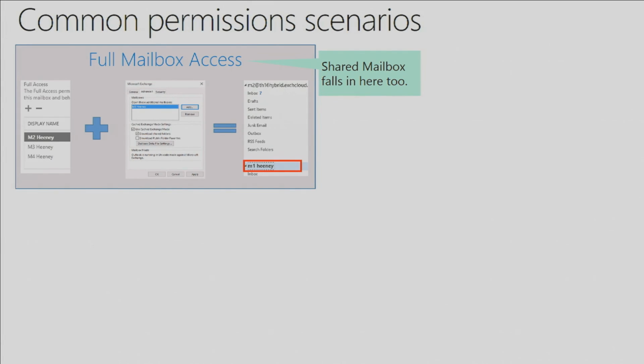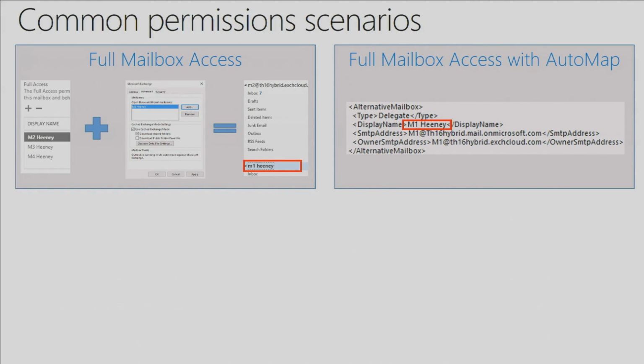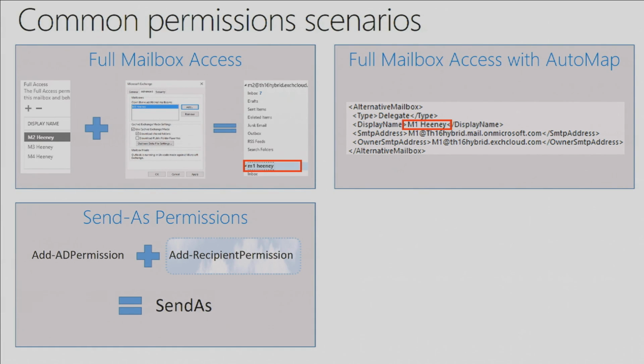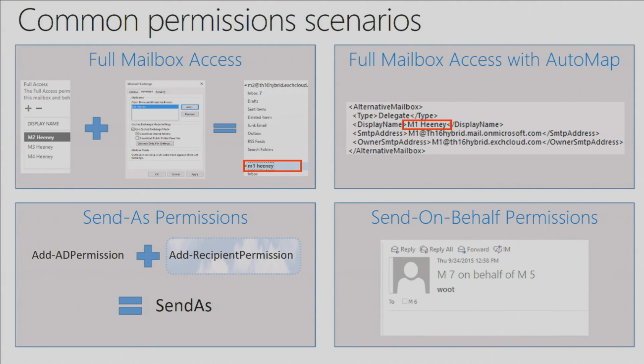There's full mailbox access, which is when you open another user's mailbox in your profile. There's full mailbox access with auto mapping, where when you're too lazy to open another user's mailbox in your profile, it'll automatically add it in your profile for you. There is send as permissions, which is basically a set of recipient permissions, and then there's send on behalf of permissions, which is essentially handled through attribute management, okay? So there's 4 different core scenarios for sharing scenarios. The additional one is the inability to actually use Outlook to manage these sharing configurations.